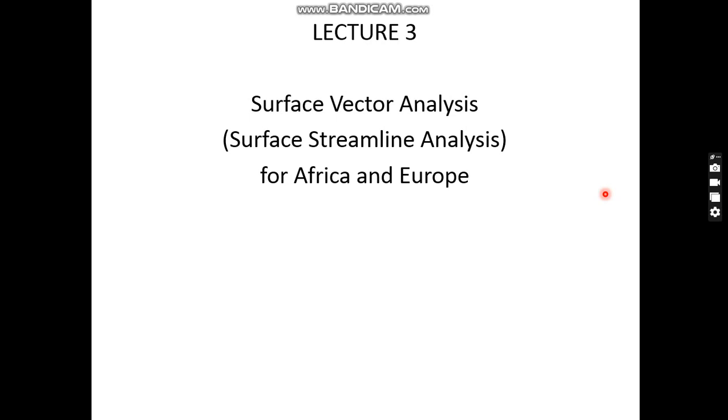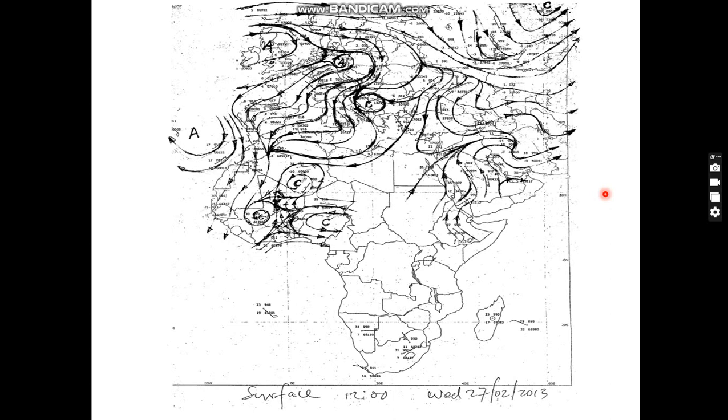We're already through with the scalar analysis in lectures 1 and 2. We are now in vector analysis, concentrating on the streamline for Africa and Europe. And this is the map of Africa and Europe, taken on the 27th of February 2013 at 1200 GMT. This is a surface map. We are still at surface. We have not gone to upper level.